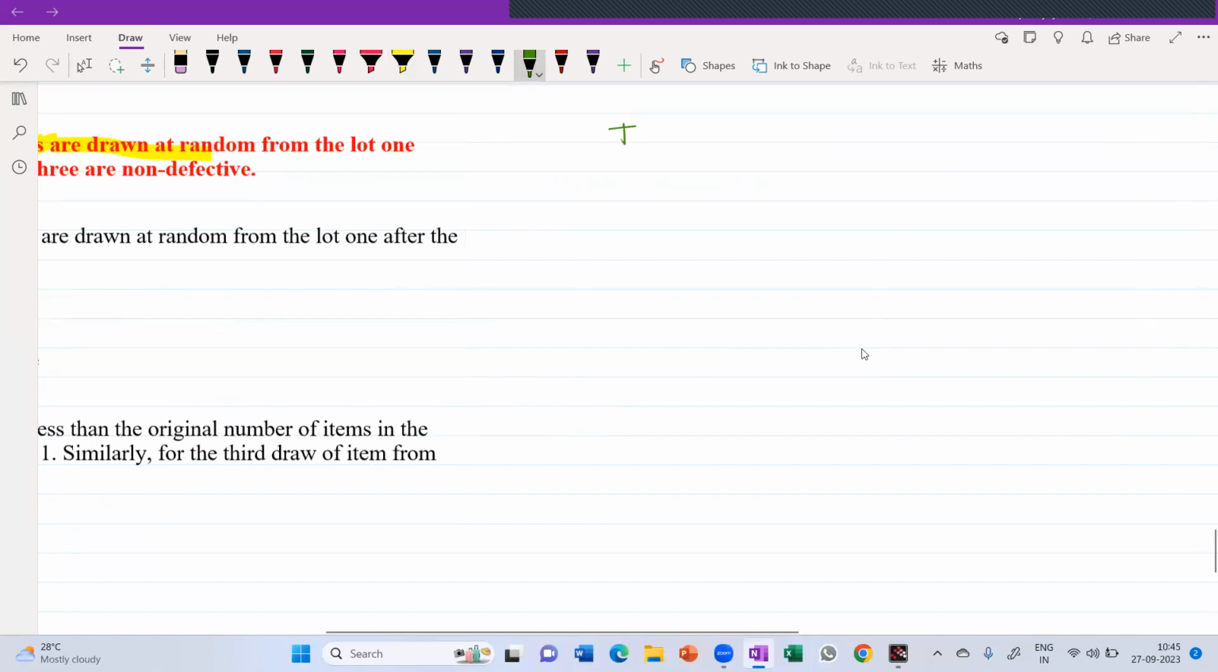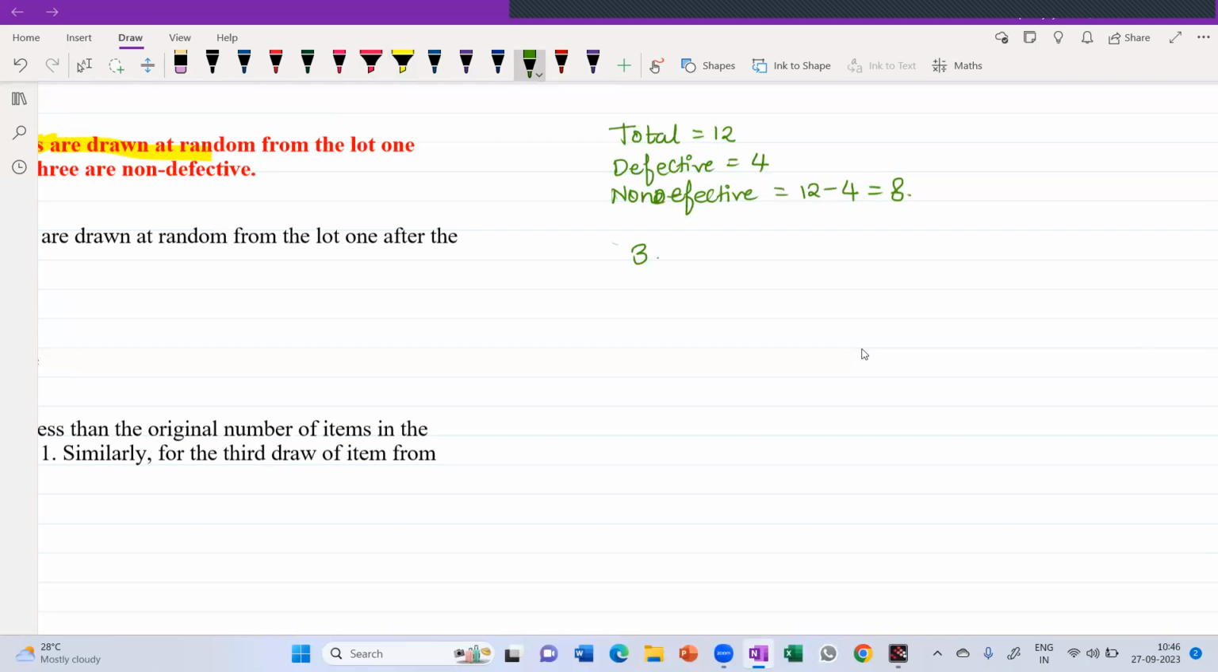In all, we have total 12 items with us, out of which 4 are defective. So how many are non-defective then? Non-defective items are going to be 12 minus 4, that is 8. All right. And we have to draw 3 items at random, one after the other. What is the probability that all 3 will be non-defective?